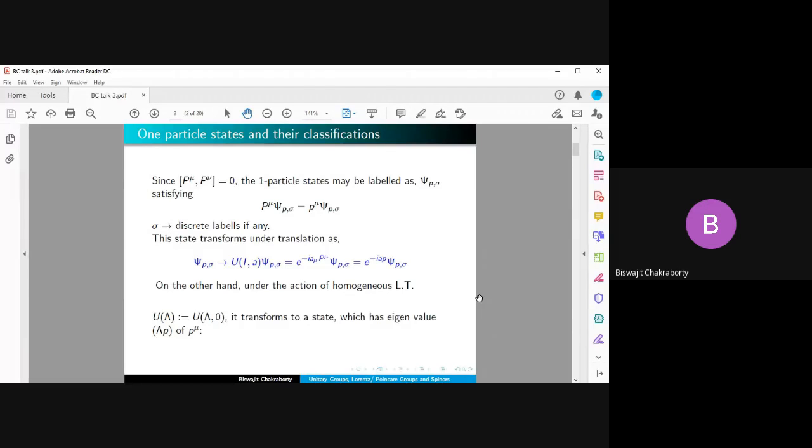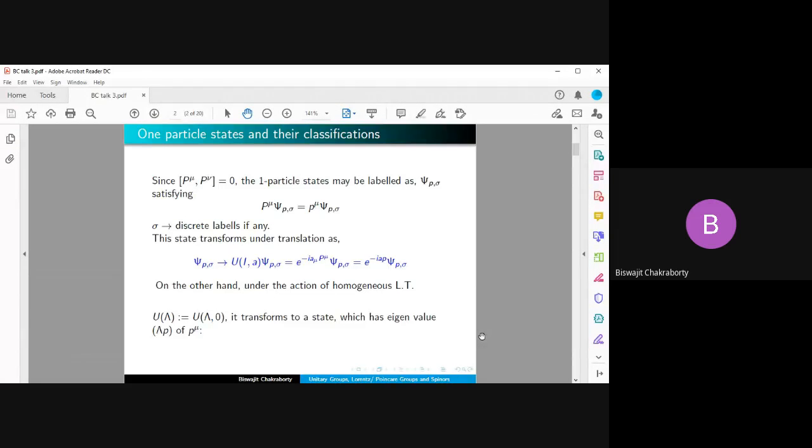So under this translation, you expect that the state will acquire a phase. Under the unitary transformation, it will acquire a phase e to the minus i a mu p mu. Since these states are eigenstates of the P mu operators, the operators are represented by capital P's and the eigenvalues by small p's. I am not using any hat notation here. So it is e to the minus i a dot p. This is a Lorentz four-vector product, a mu p mu. So that's the way it will go.